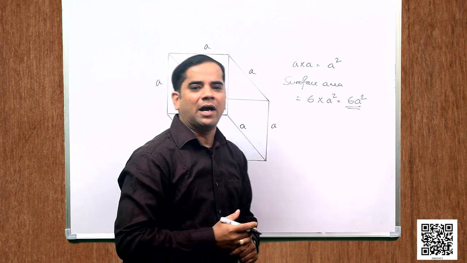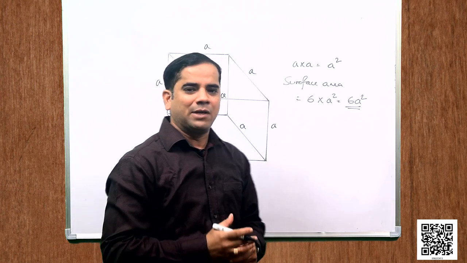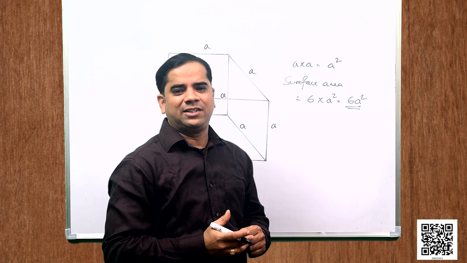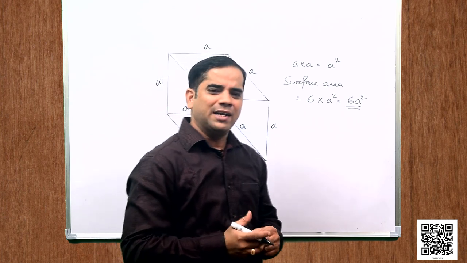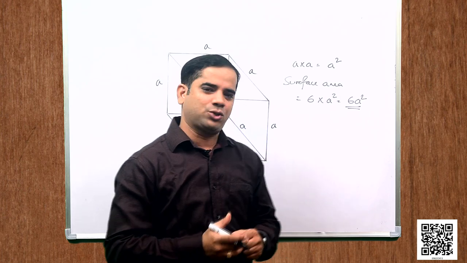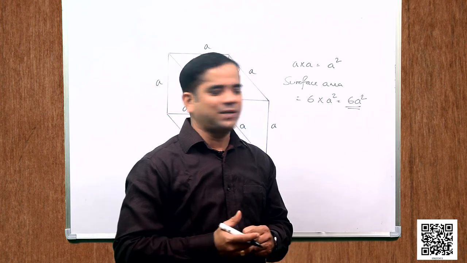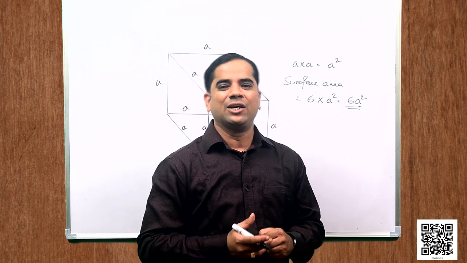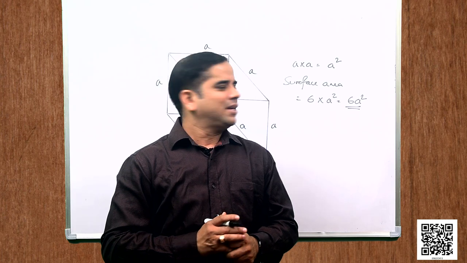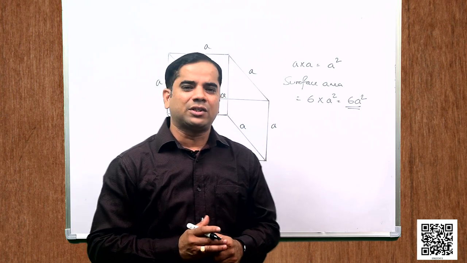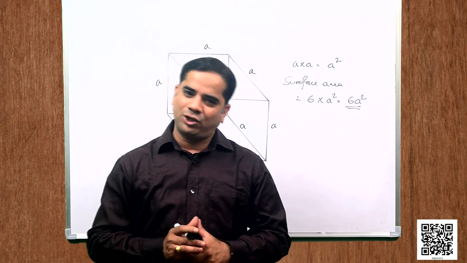So, this is the formula for surface area of a cube. Why 6A square? Because each side is same and all the surfaces are square. Each square is having area of A square. So, 6 surfaces, that means 6 squares and the total surface area comes to 6 into A square, that is 6A square. Hope you have clearly understood the formulae for the surface area of cuboid and cube.